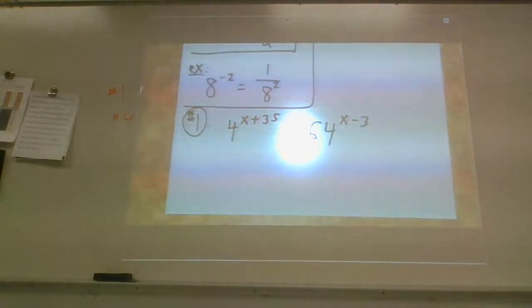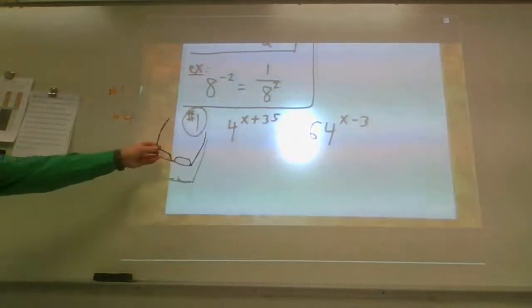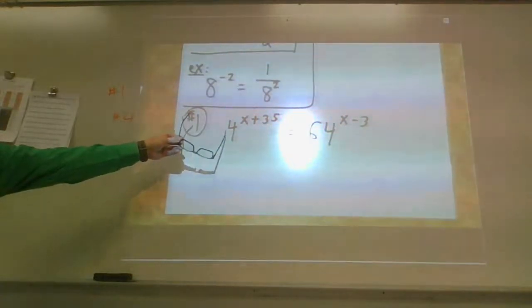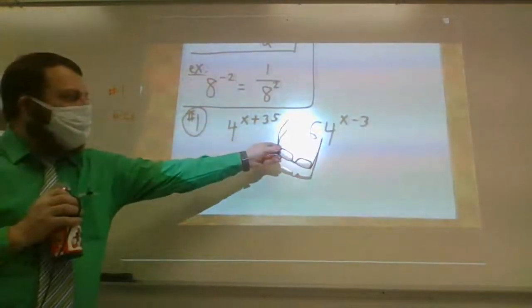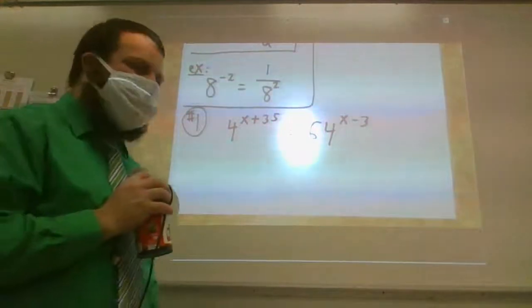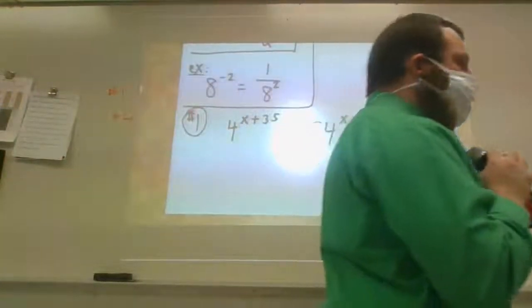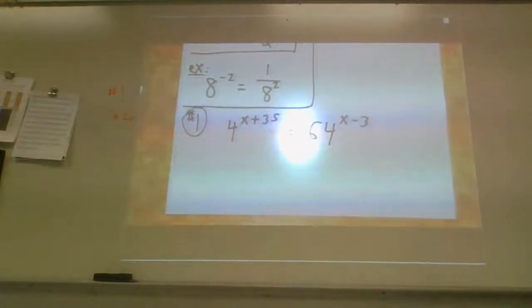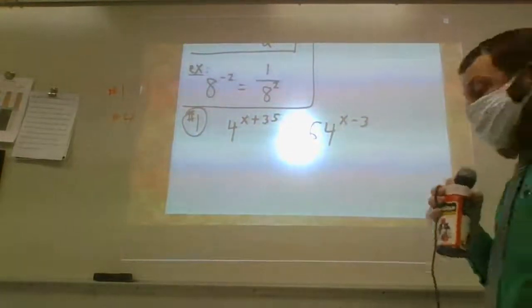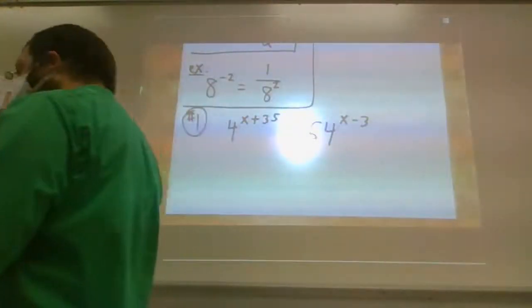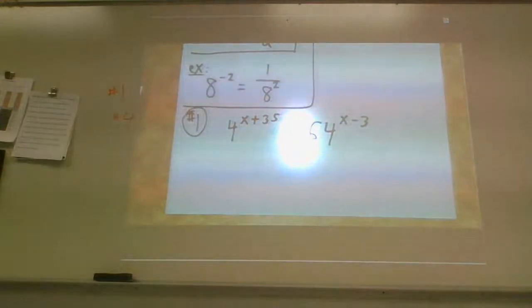Number one, you could recognize the fact that 4 is nothing more than 2 squared, and 64 is 2 to the 6th power. You could change them both to a base of 2, and that would get you towards the answer. You need to get both sides to have the same base.